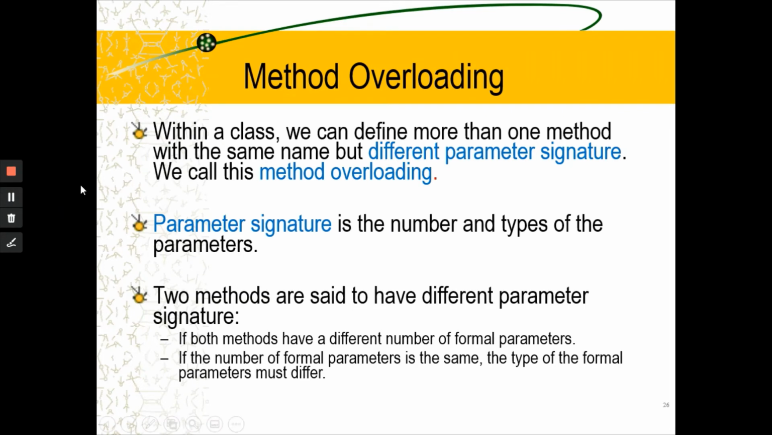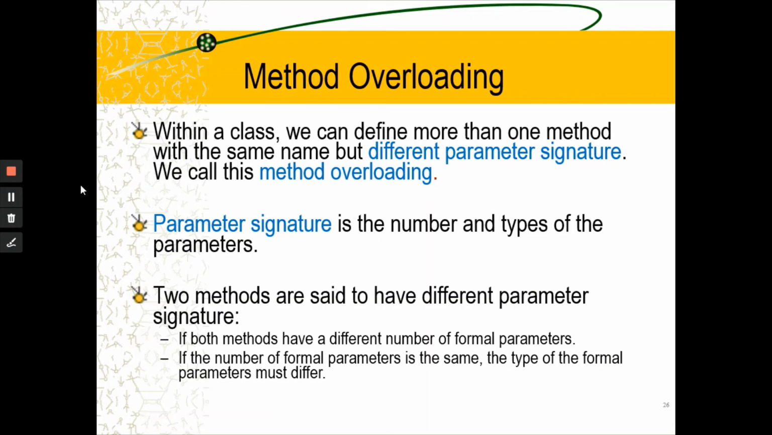So what is method overloading? It is about having more than one method with the same name but different parameter signatures. We call this method overloading. The parameter signature is the number and the types of parameters. So we say that 2 methods have different parameter signatures if both methods have a different number of formal parameters, or if the number of formal parameters is the same, then the types of the formal parameters must be different.